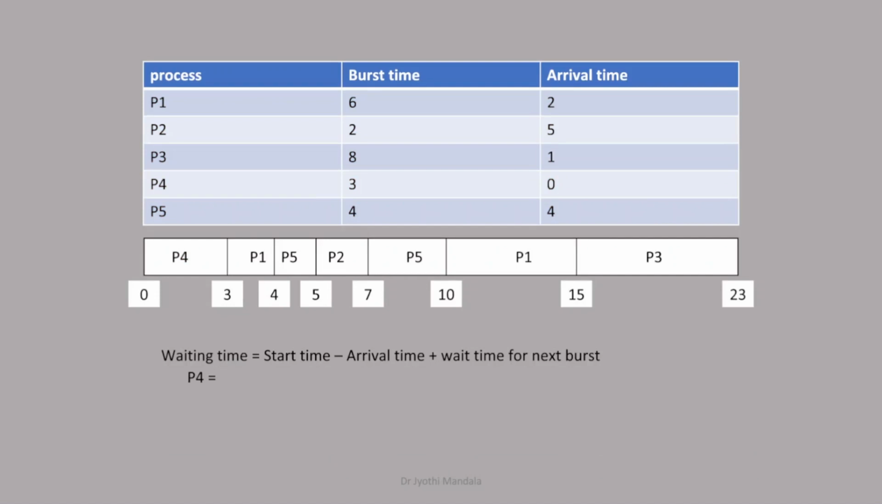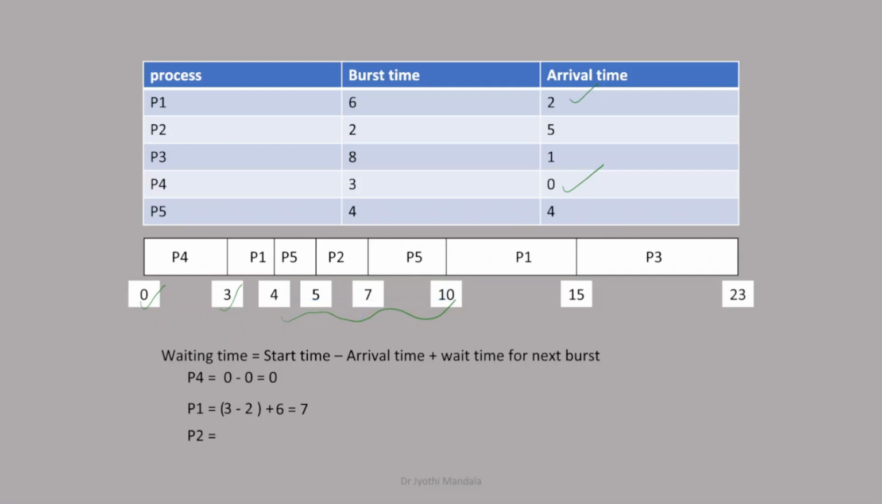For P4, you already know the waiting time formula is start time minus arrival time plus waiting time. For P4, it's 0 minus 0, and nowhere is P4 waiting in our ready queue, so it is 0. For P1, it is 3 minus 2, plus wherever P1 is waiting. From here to here it is waiting, so its time is 5. 5 minus 4 is 1, and here it is 2, 3, and here it is 3. So a total of 7 seconds is the waiting time.